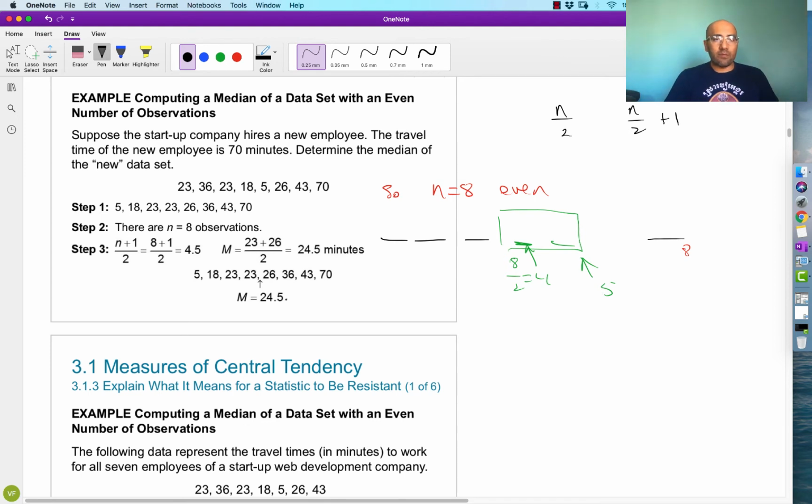If we put them in order from smallest to largest, then the 4th spot is going to be the 23. 1, 2, 3, the 4th spot. And then the 5th spot is the 26. That's why we take 23 plus 26 divided by 2, we get 24.5, and that's our median for the set, 24.5, a number that's not even in the original set. Good.